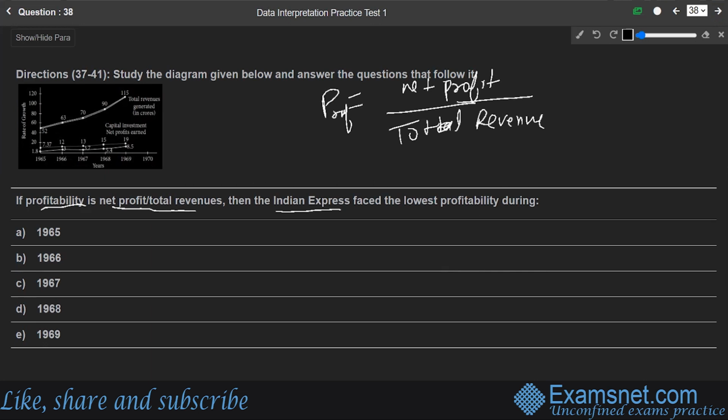Then, the Indian Express faced the lowest profitability during which year? So we have to find out during which year the ratio of net profit to total revenue is least. This is what we are supposed to find out. Clearly, we'll have to write some data, so we have to go year by year.